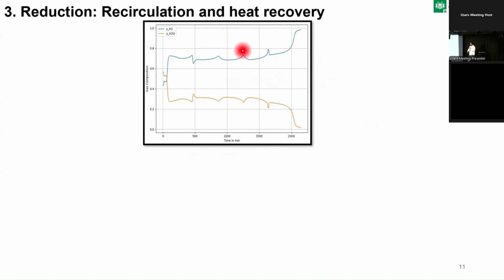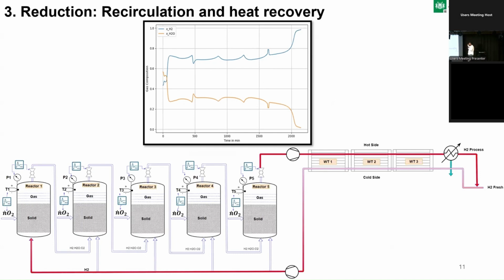Yeah, and this is not good. We want to increase the efficiency of our process. So what about recirculation? What about recirculating this stream back into our process? And also, as can be seen from the previous diagram, the top gas also had a higher temperature.